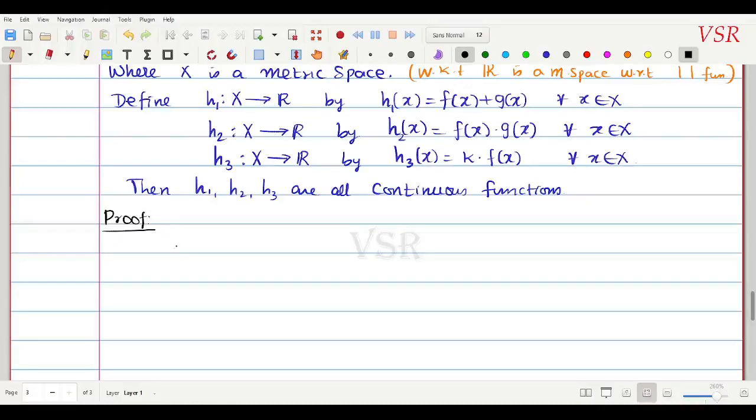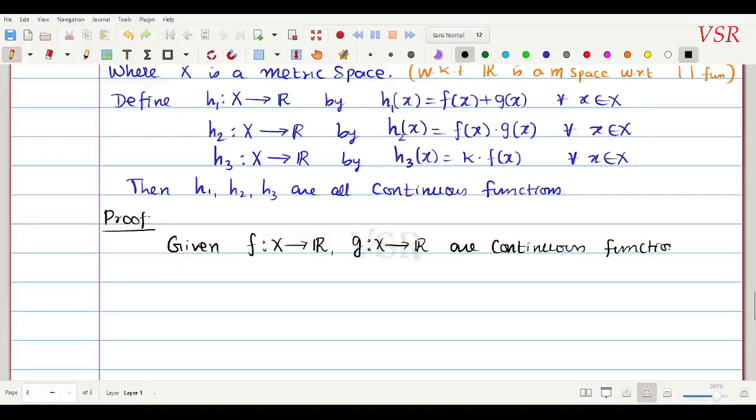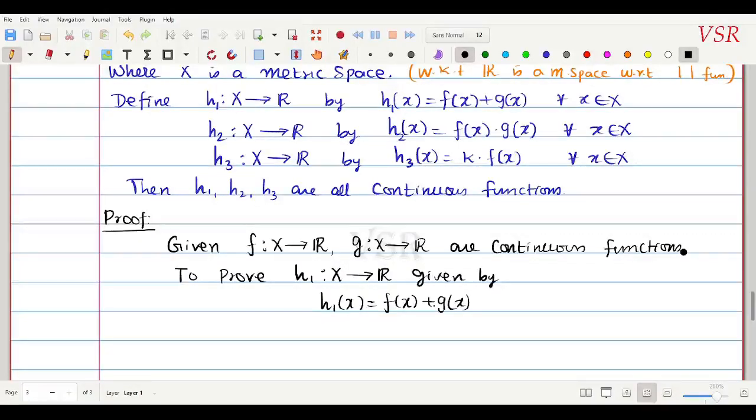Proof. Okay, இப்போ to prove, given f is a function from X to R, g is a function from X to R are continuous functions. Okay, இப்போ என்ன ப்ரூஃப் பண்ண போறேன்னா to prove h1 from X to R given by, எப்படி டிஃபைன் பண்றேன் அப்படின்னா h1 of x which is equal to f of x plus g of x. இதை முதல்ல ப்ரூஃப் பண்ணிக்கிறேன். இதே மாதிரி நீங்க மற்றதெல்லாம் ப்ரூஃப் பண்ணலாம். ஓகே, for every x belongs to capital X is continuous.